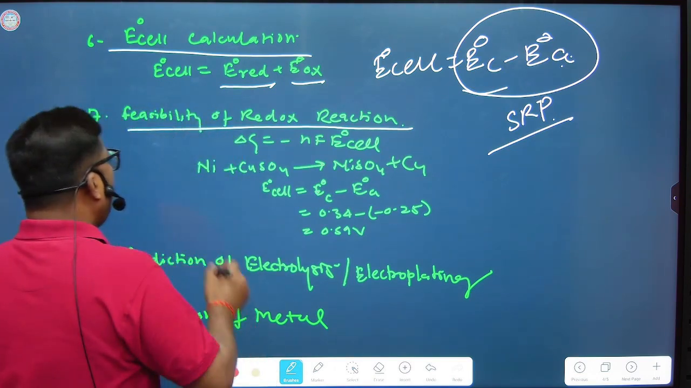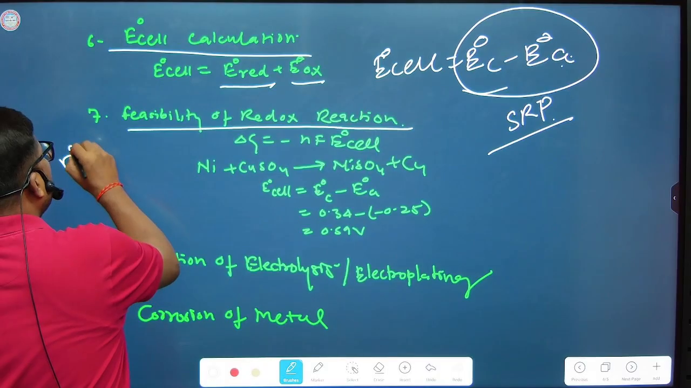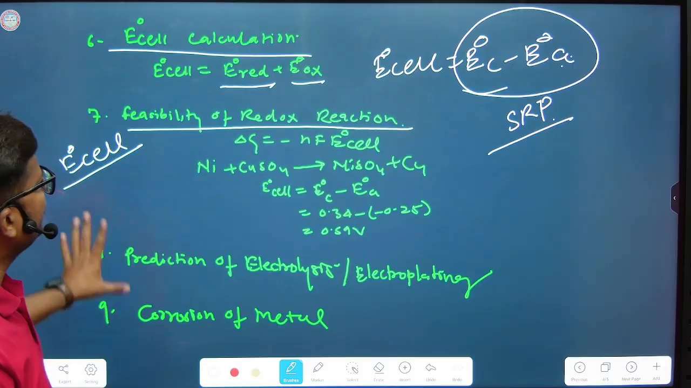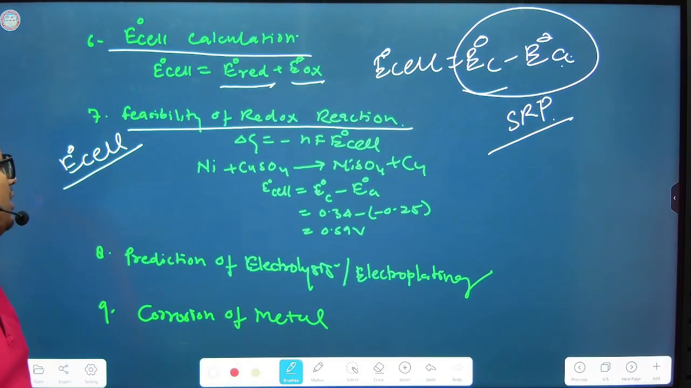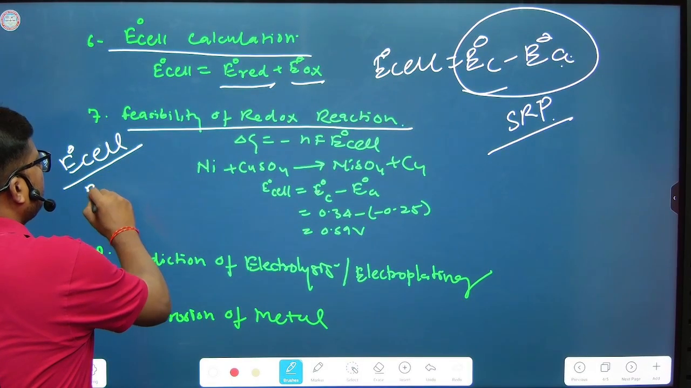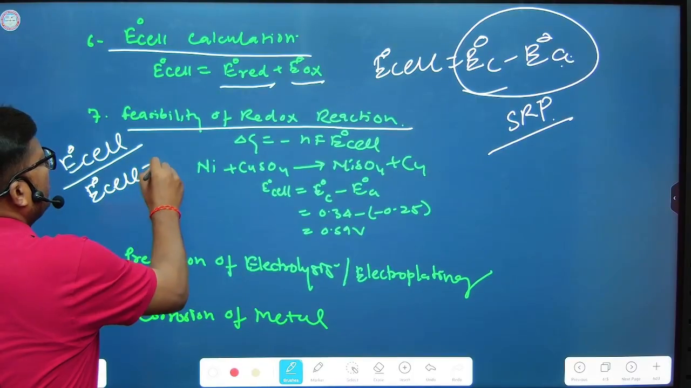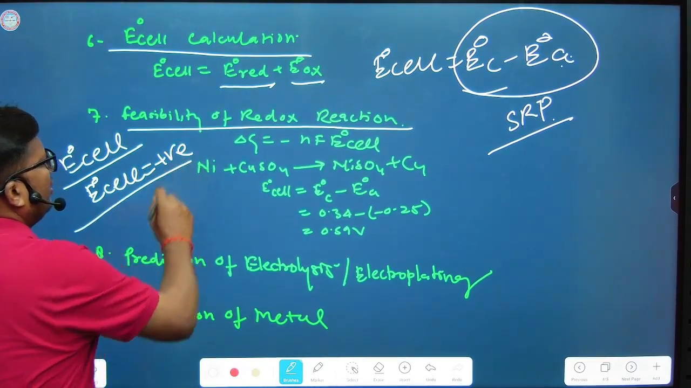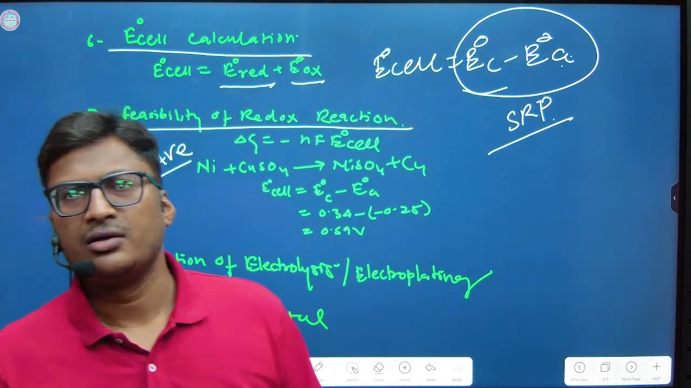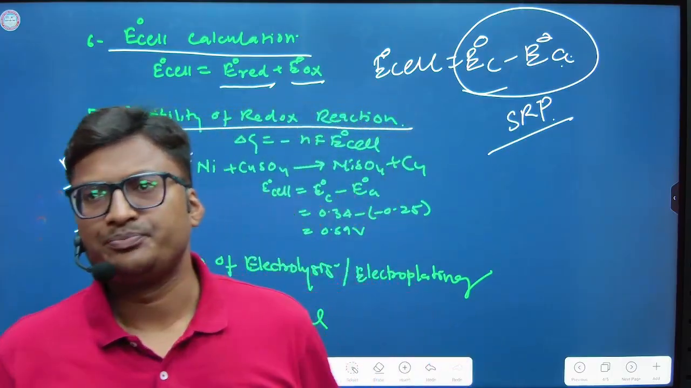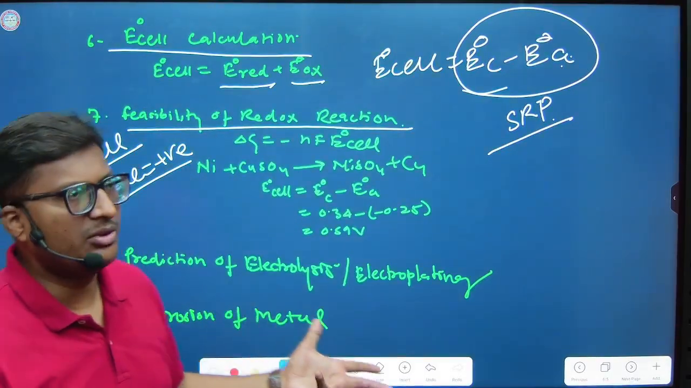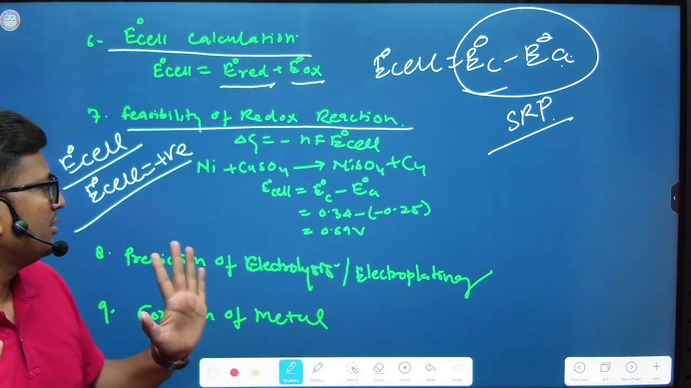So if we have E naught cell through a particular combination of anode and cathode, the value of E cell must be positive, right? It means the cell reaction is thermodynamically favorable. So there may be chances of formation of the products in the forward direction. Clear?